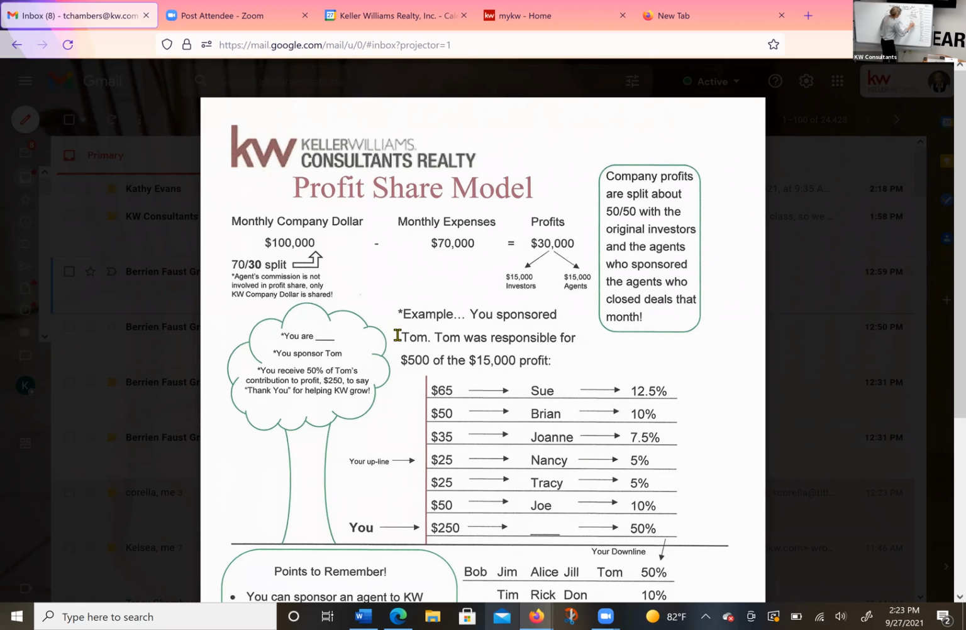Okay, so Susie comes into the company. Joe was her sponsor. Tracy's Joe. Nancy was mine. Joanne brought in Nancy. Brian brought in Joanne, and Sue brought in Brian. So those are the percentages of an upline.